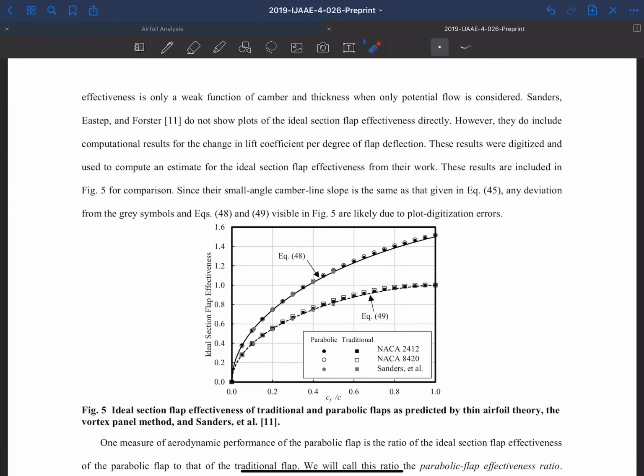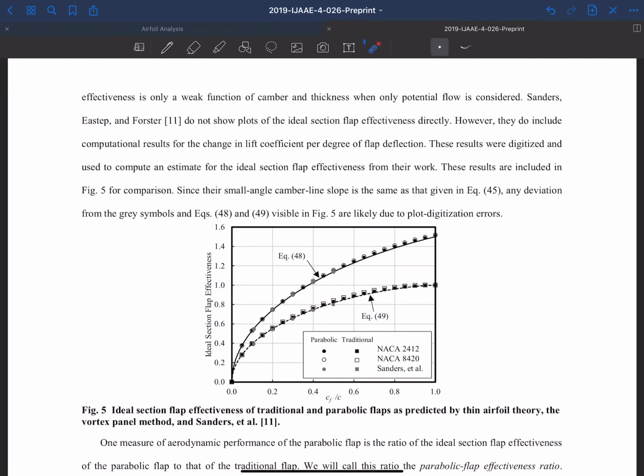One other thing that I want to point out is that we found some results by Sanders. I believe these were numerical approximations. They did some numerical computations, and those are the gray squares and then the gray circles here. They computed the lift as a function of flap deflection, and from their data I was able to back out the ideal section flap effectiveness.